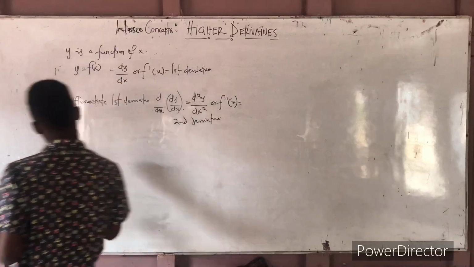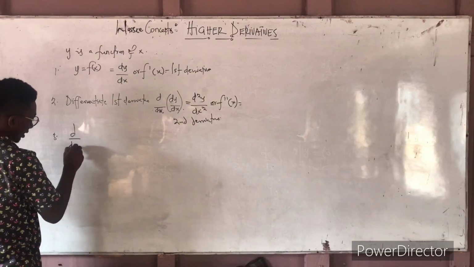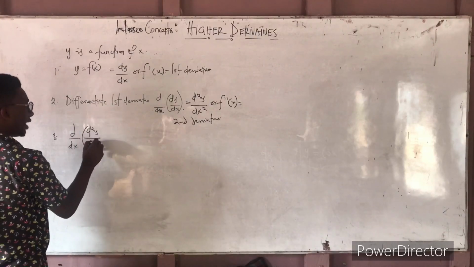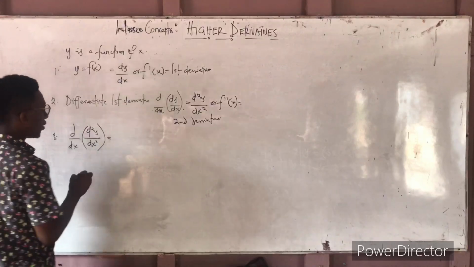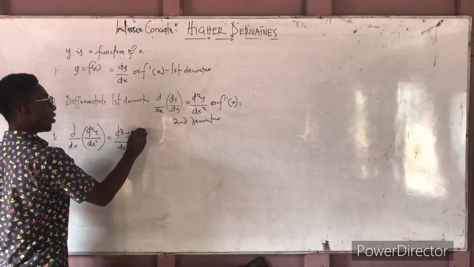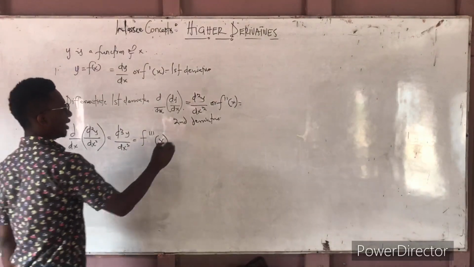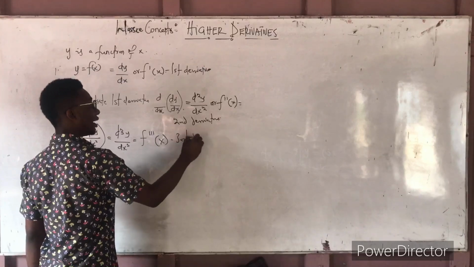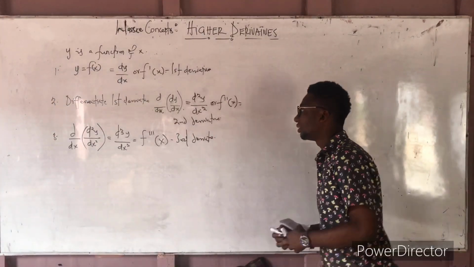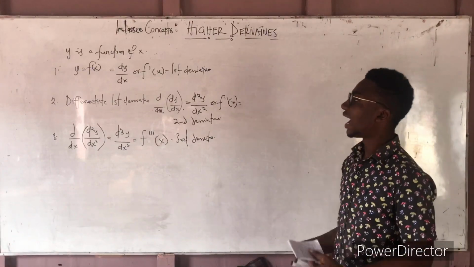Now, if you find the derivative of the second derivative, d squared y over dx squared, you'll be getting the third derivative, which is d cubed y over dx cubed, or f triple prime of x. And this is known as the third derivative. So as we move on differentiating each derivative, you'll be getting higher derivatives.